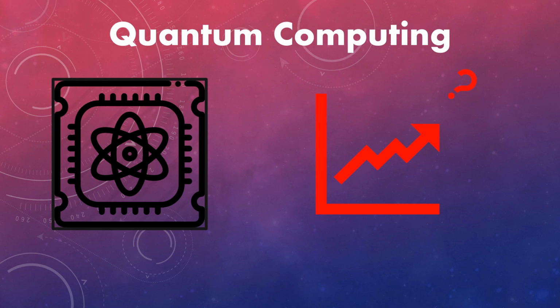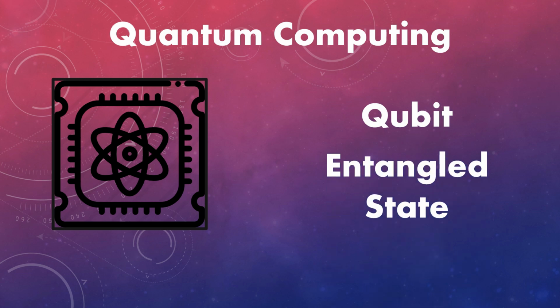How to increase quantum computers' power, you may ask? The answer is quite simple. To increase the power of a quantum computer, simply increase the number of qubits or create a larger entangled state.